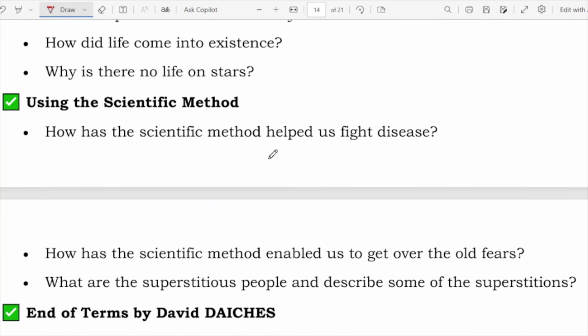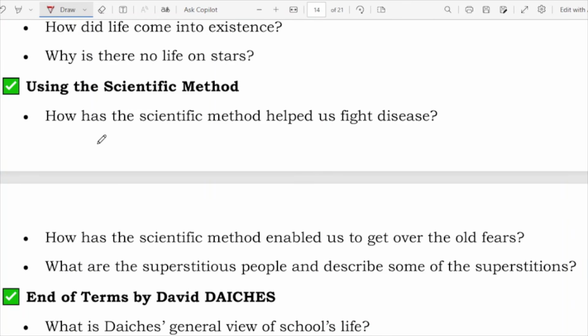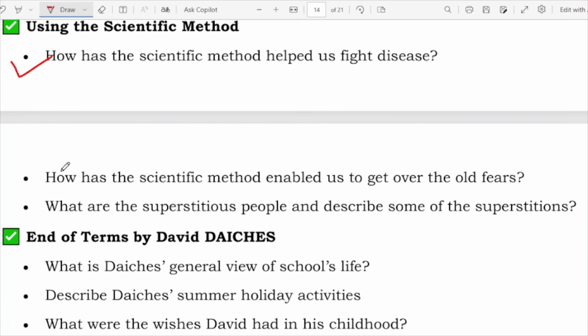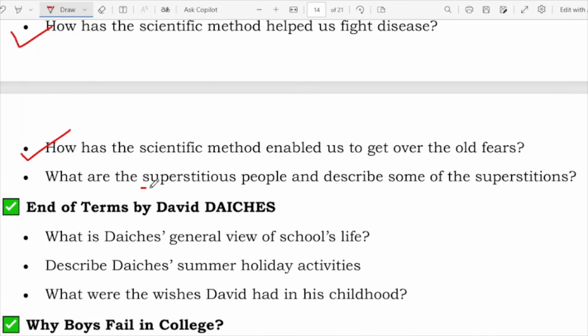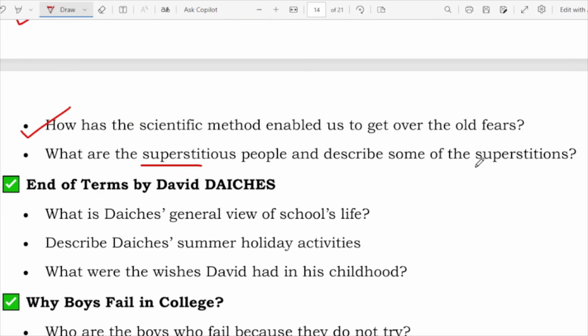Using the scientific method, important questions. How has the scientific method helped us fight against disease? How has the scientific method enabled us to get over the old fears? Who are the superstitious people, and describe some of the superstitions.